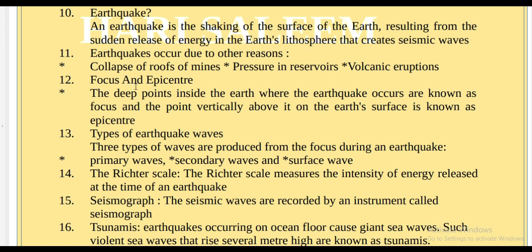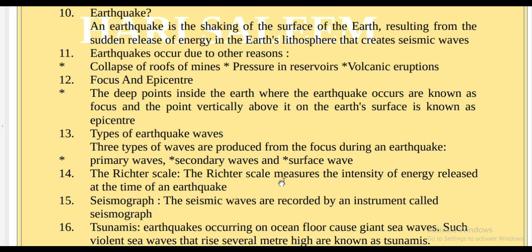Next, focus and epicenter. The deep point inside the earth where the earthquake occurs is known as focus, and the point vertically above it on the earth's surface is known as epicenter. Types of earthquake waves. Three types of waves are produced from the focus during an earthquake: primary waves, secondary waves, and surface waves.